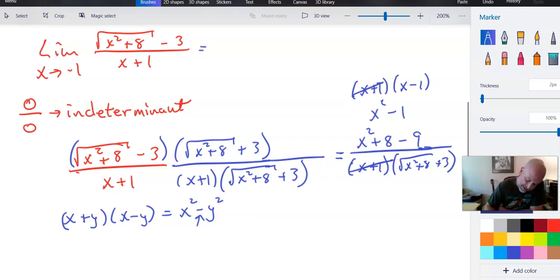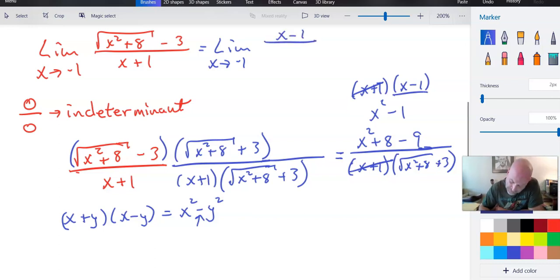So this is the same thing as the limit as x approaches negative 1 of, well, that's the only thing left in the numerator, x minus 1 over the square root of x squared plus 8 plus 3. Now, I already know that the denominator is not going to be 0 because any square root spits out positive numbers, and I'm adding a positive number to it. So that's going to be another positive number. We're going to be okay here.